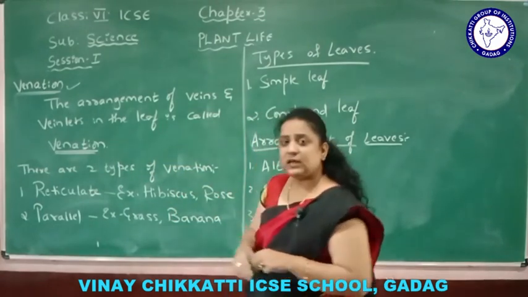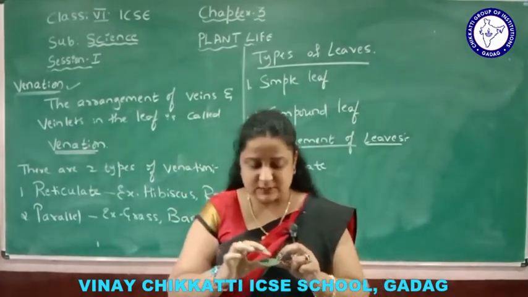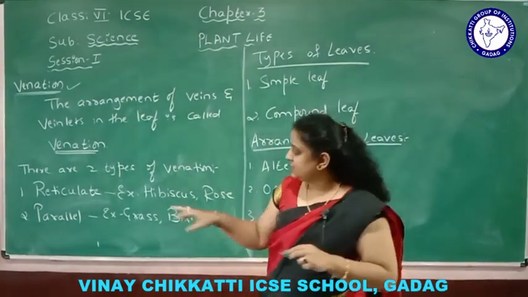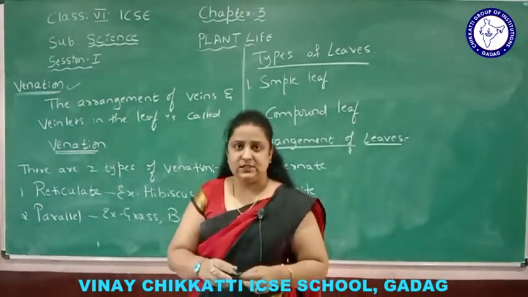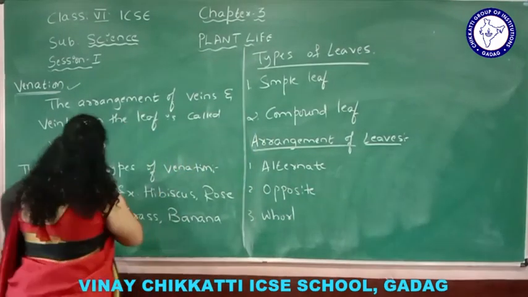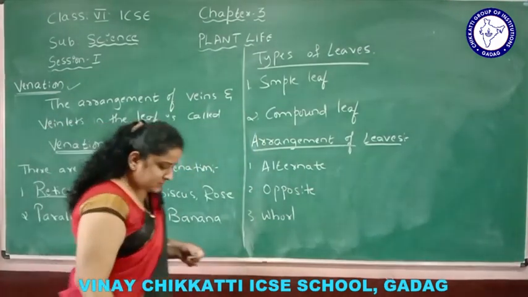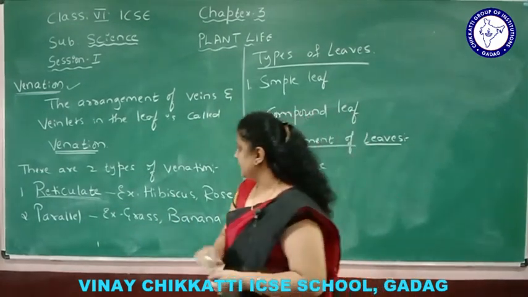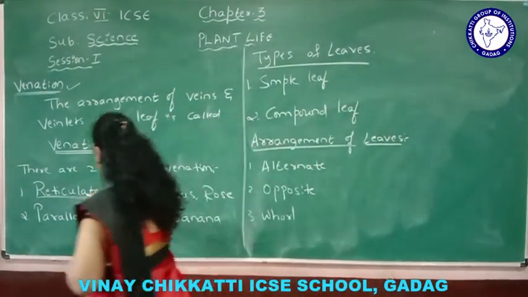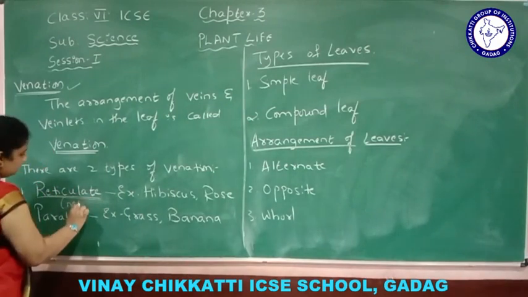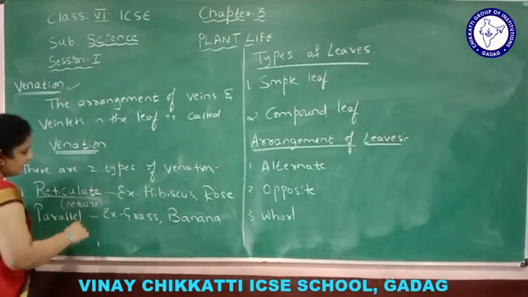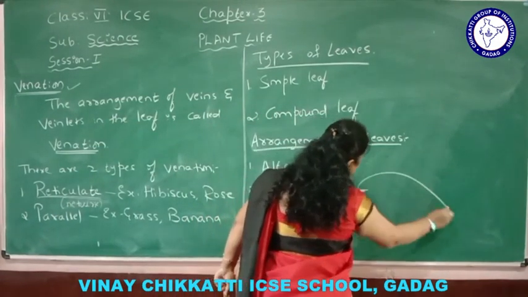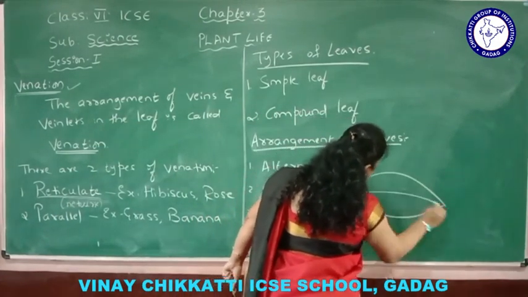There are two types of venation, depending on the arrangement of these lines. First one is reticulate venation. Now we will discuss the meaning of reticulate. Reticulate means network, and write here, network. As you can see in this leaf, the arrangement is like this. I will show you. This is the veins.